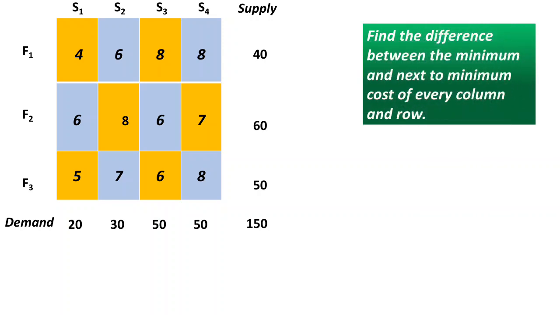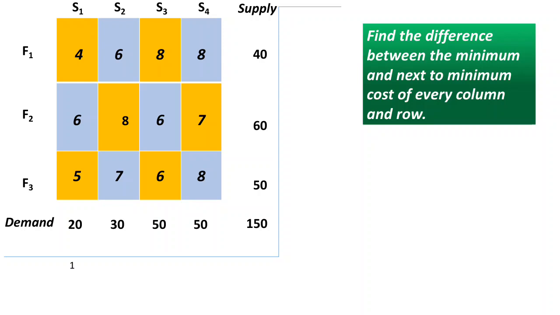Now, in this method, we find the difference between the minimum and next to minimum cost of every column and row. So first of all, we calculate the penalty. Here, penalty is the cost which we pay if we supply the goods at next to minimum cost instead of minimum cost. Suppose you supply one good at a cost of 6 instead of 4, so you pay 2 more cost here. So calculate penalty for column 1.